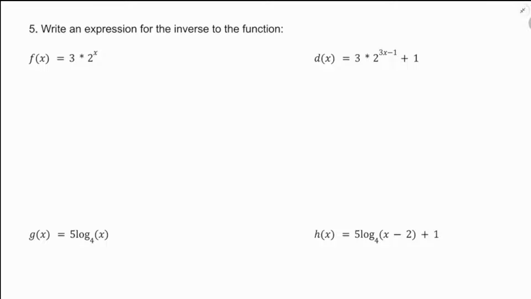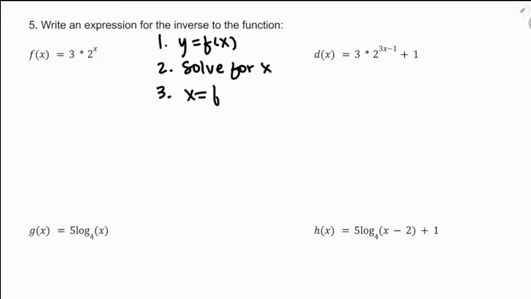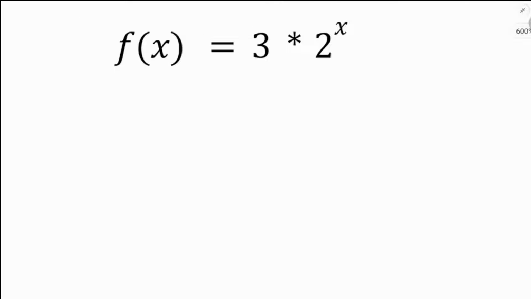All right, now here's where we're going to solve for the inverse. And I'm just going to remind you of the 4 steps I told you about in class. First step, y equals f of x. Step 2, solve for x. Step 3, x equals f inverse of y. Step 4, substitute for x. Okay, for an expression for the inverse, I'm going to always stop and I'll highlight my preferred expression for the inverse, but we will go all the way to f inverse or g inverse or h inverse of x on these problems as well. All right, so step 1, y equals f of x.